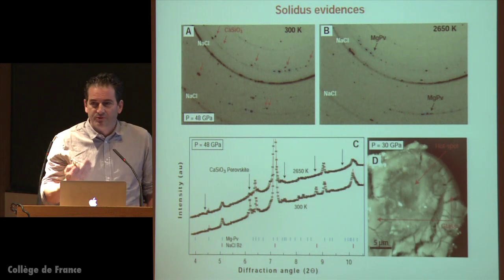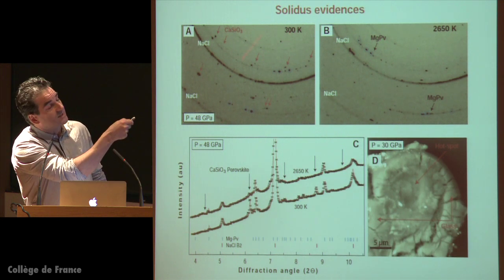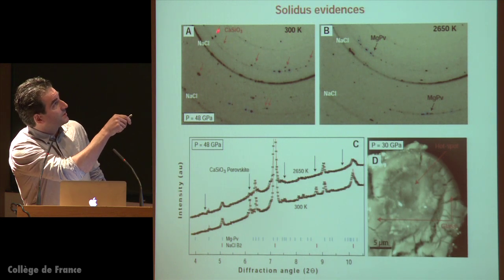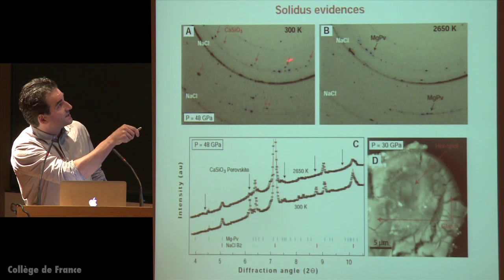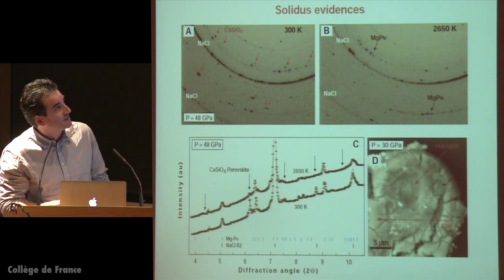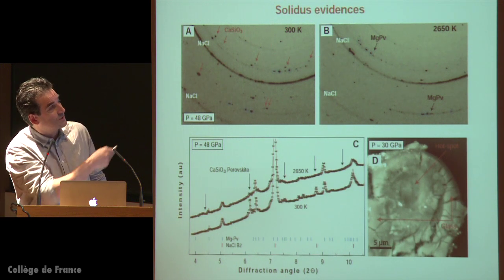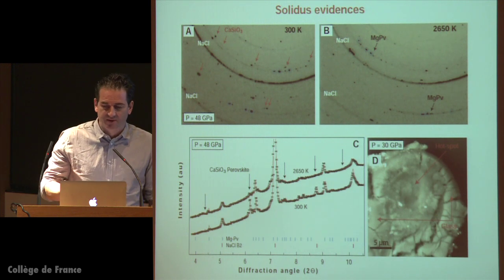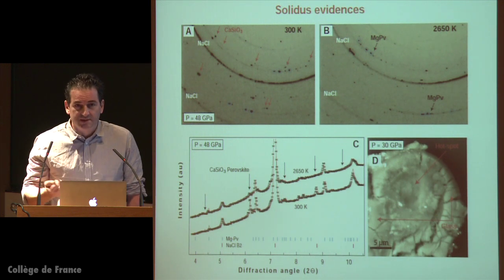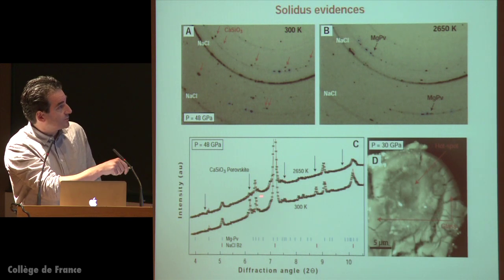Solidus means some phase starts to disappear. For example, here at a given temperature, this is 300K, there is the calcium perovskite that is here, and here is the magnesium silicate perovskite phase. And at a given temperature, some peaks will disappear, which means that this phase is not present anymore. It has molten. So here you can see an integration.